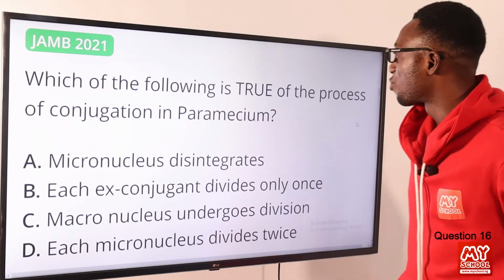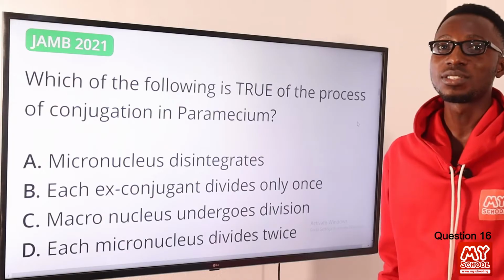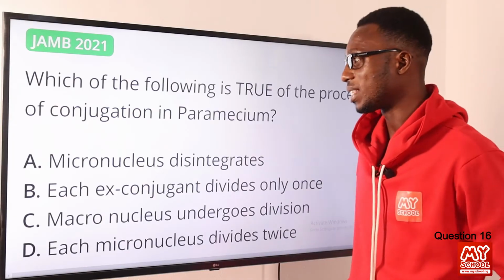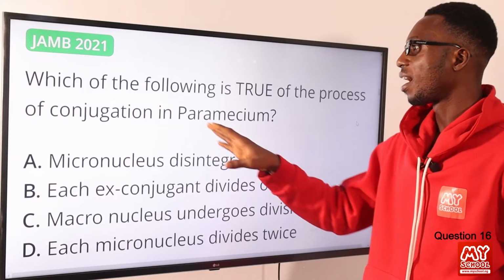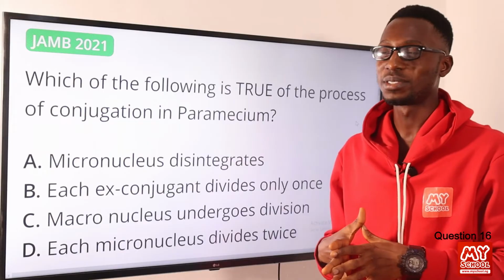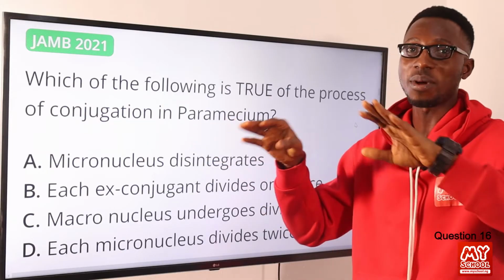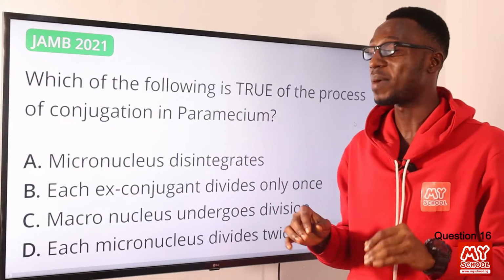Which of the following is true of the process of conjugation in paramecium? Okay, so we know paramecium is a unicellular organism, though complex compared to amoeba. The process of conjugation is a form of sexual reproduction, where two cells come together and you can refer to them as conjugants.